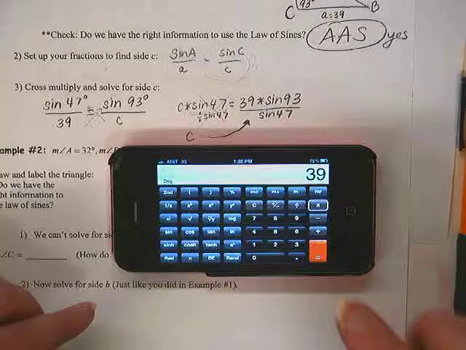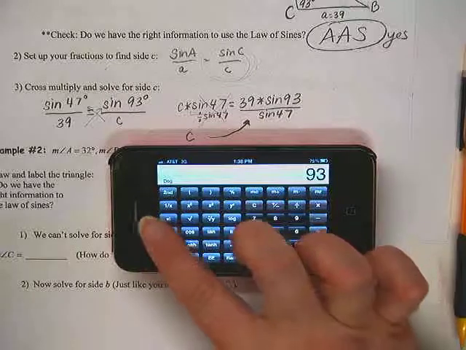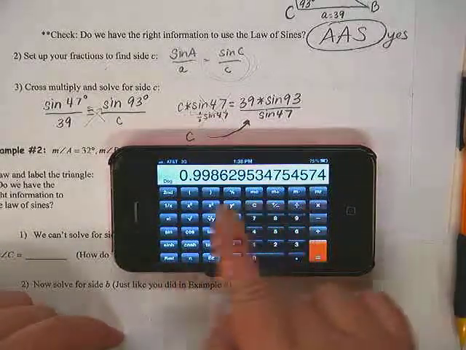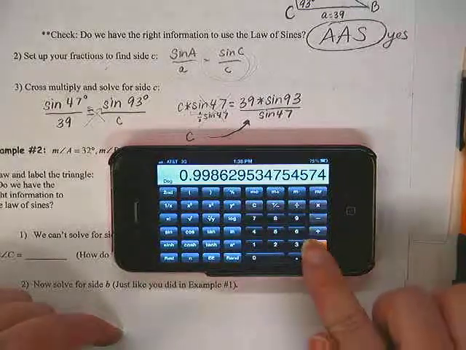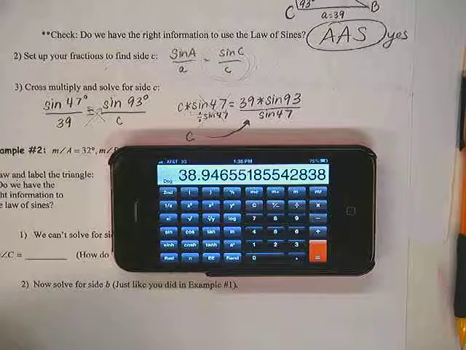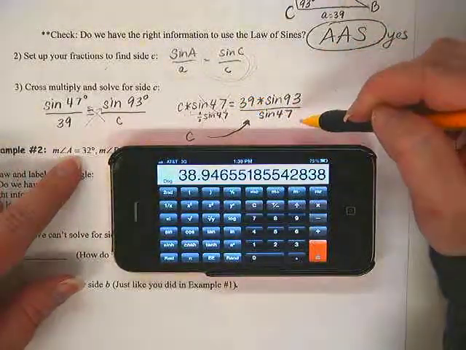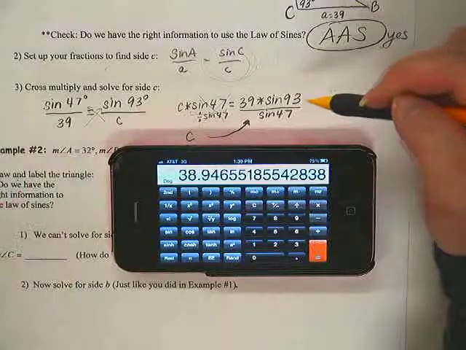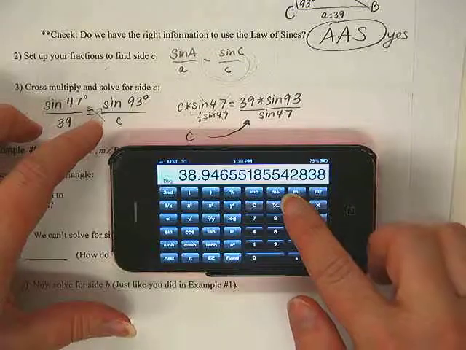Okay, so now if I'm going to type in this problem, I type in 39 times, now I want to do the sine of 93, but the iPod calculator goes backwards. So you have to go 93 sine. Now that answer is the sine of 93. That is not multiplied yet. So now we have to hit equals in order to multiply then 39 times it. Okay? So don't forget after you've got an ugly decimal like that to hit equals so that you get the actual answer you're looking for.